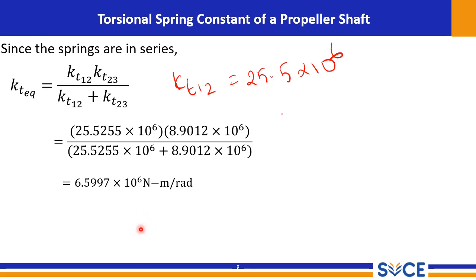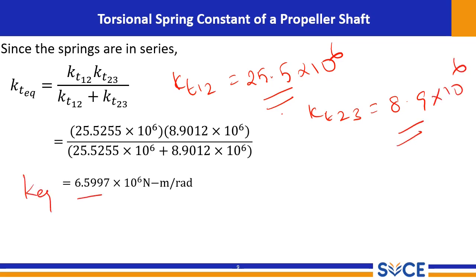It is important to note that this value is lower than the previous values K_T1-2 or K_T2-3. You see that the first section is 25.5 and the second section is 8.9 times 10 to the power of 6. The equivalent value is only 6.5 times 10 to the power of 6. This is characteristic of springs in series. The overall stiffness is reduced.